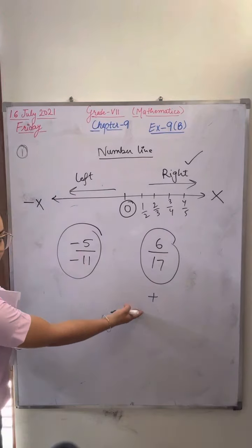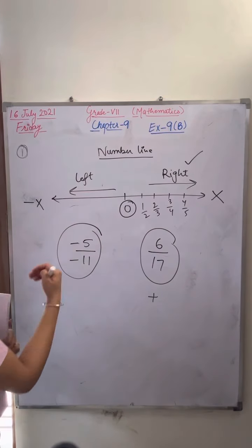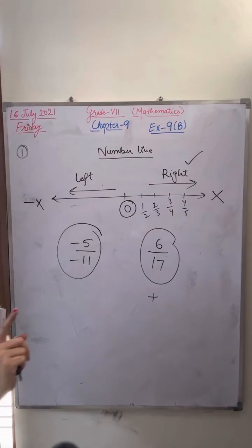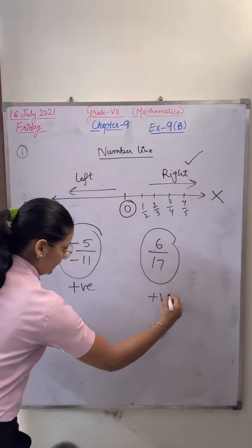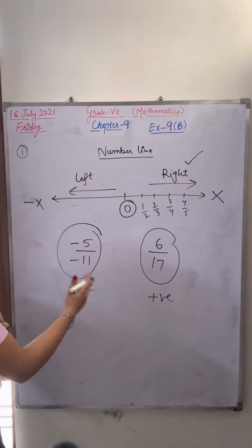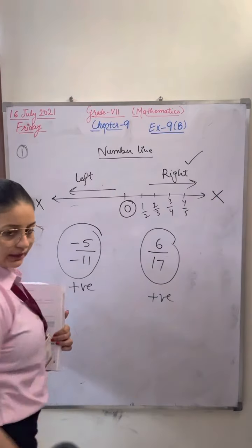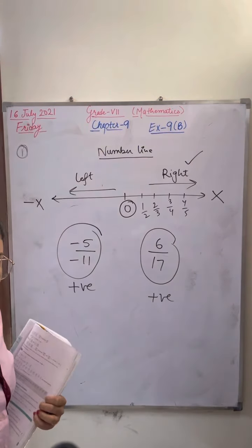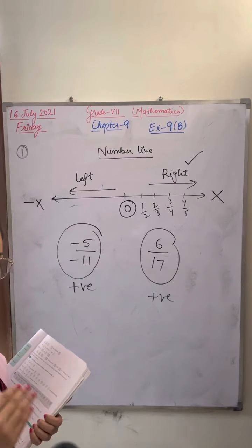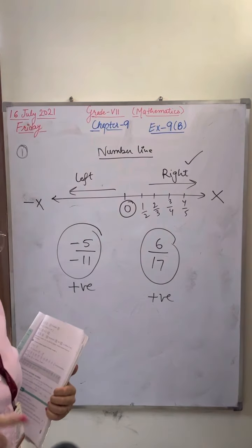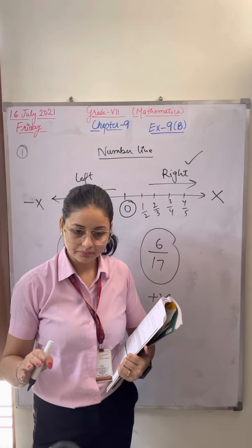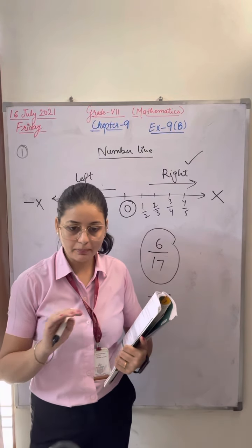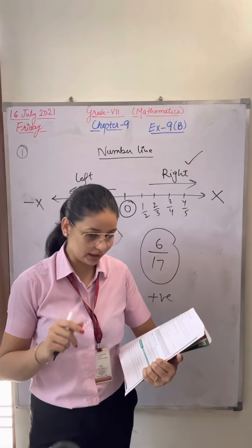Positive, obviously positive. Is this positive or negative? This is also positive. Just now I told you this is a positive value. Both are positive. So both will lie on the same side. Is it true or false? Very good. It is true. So are the first three parts clear to everyone? Okay, very good.